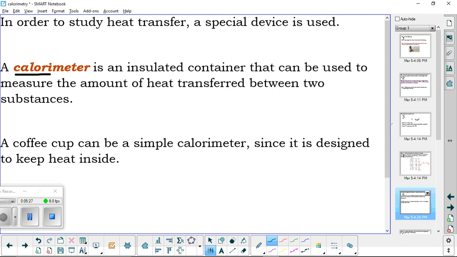A calorimeter is an insulated container that can be used to measure the amount of heat transferred between two substances. In our case, what we're going to study is the transfer between metal to water.